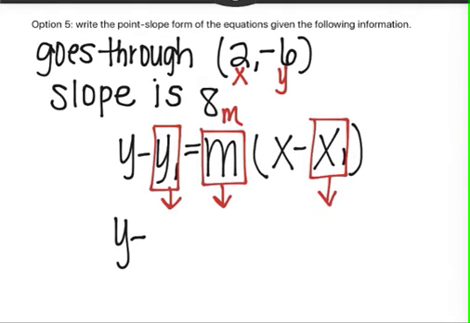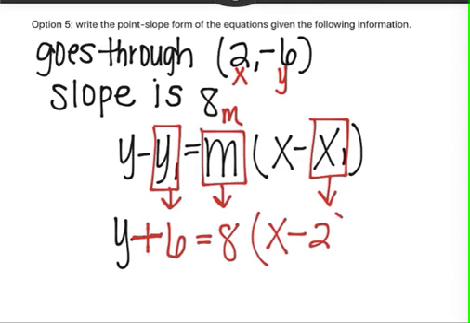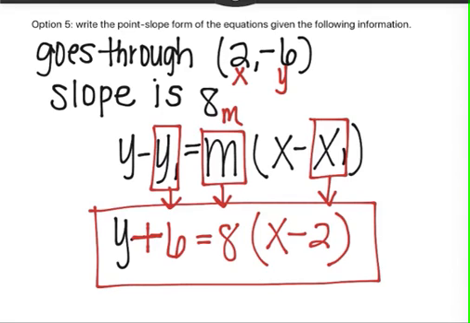Y minus, that's already in the equation, my y1 is -6. So what happens there with that double negative? Again, it turns to a positive. Equals, my m is 8, parentheses, x minus, my x1 is a 2. It does not change to a positive there. This is my final answer for this one. I wrote the equation in point slope form.